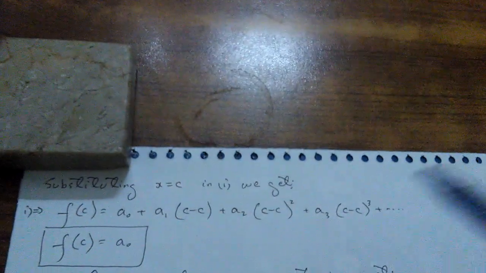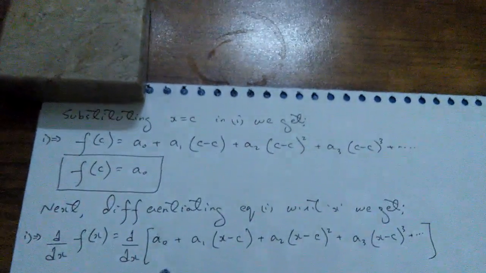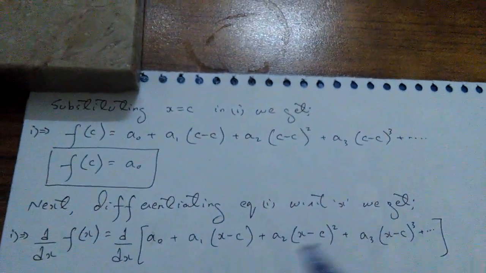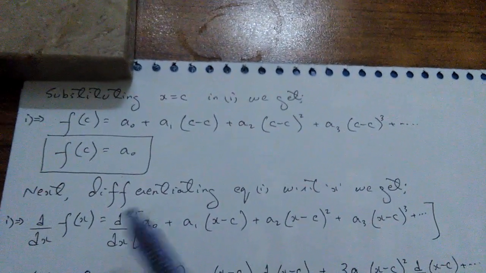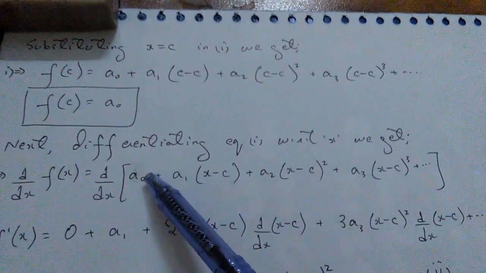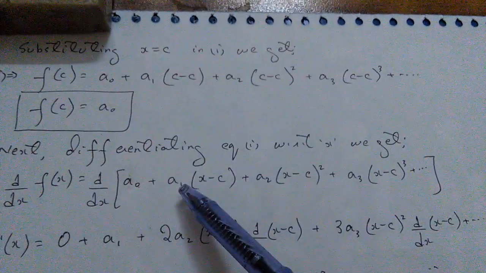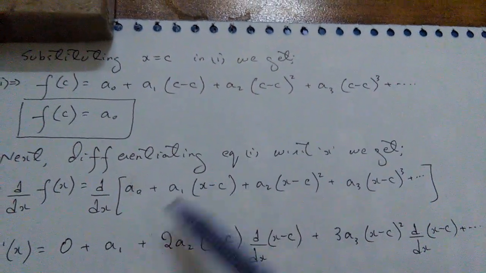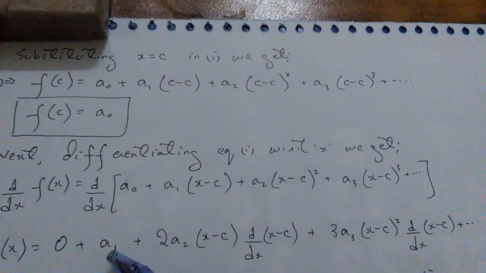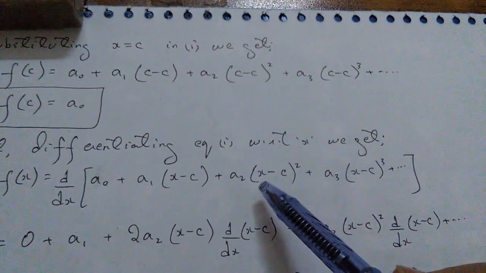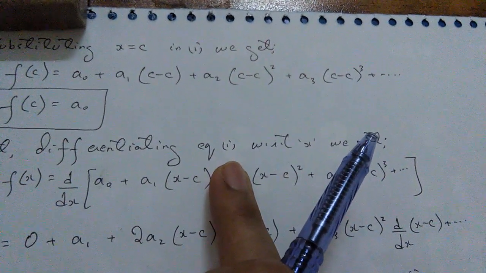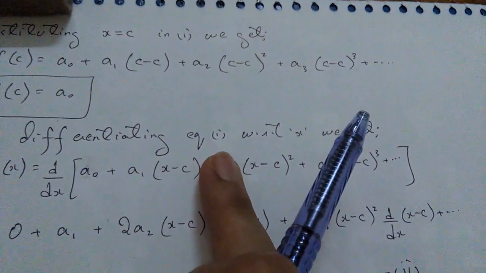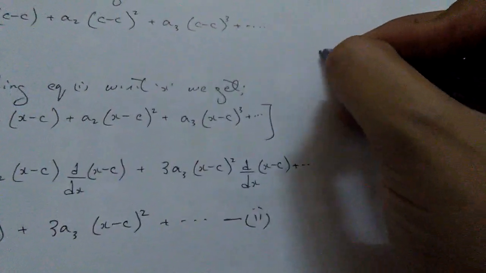In the same way, I'm going to differentiate the same equation number 1 with respect to x on both sides. What I get here is f dash x. The derivative of a constant is 0. The derivative of x minus c gives nothing but 1, so it gives simply a1 here. Now I'm going to differentiate x minus c square, keeping a2 out, and apply the formula for the derivative of x to the n. Let me write it again.